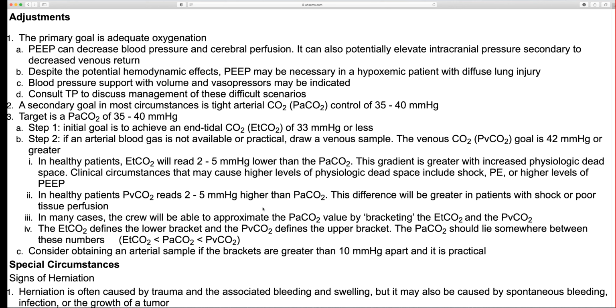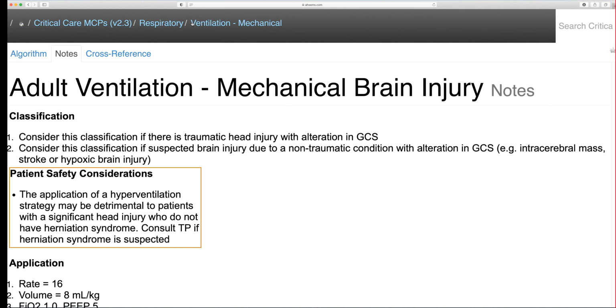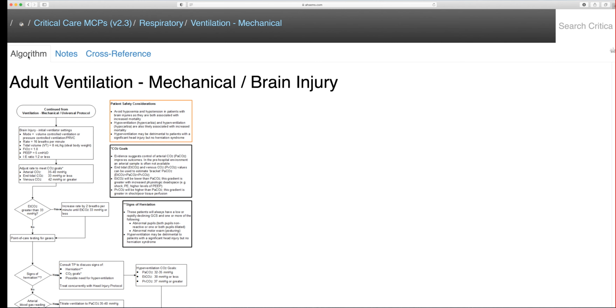But occasionally you will see values where this relationship does not hold, and authors have described this in the literature, but it's very rare, and for our purposes, it's not applicable. This relationship holds true in 99.9% of the patients that we're going to see. So with that in mind, let's go back to the actual protocol.